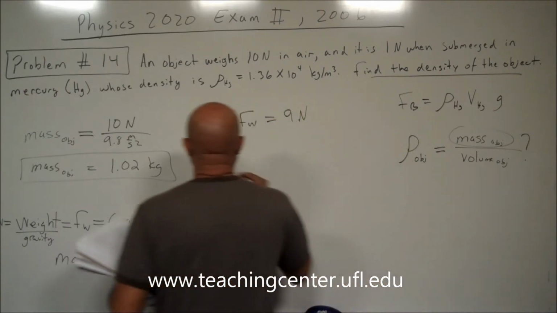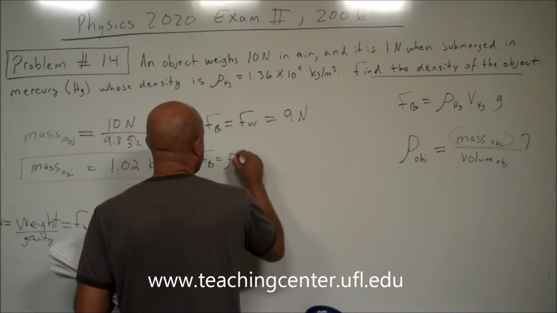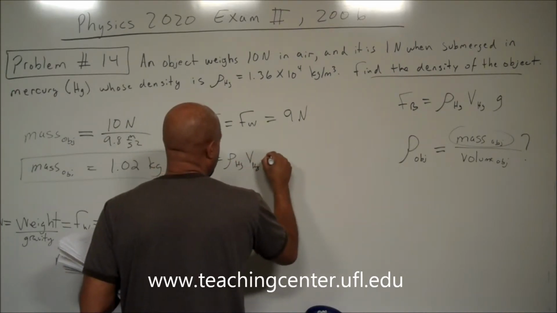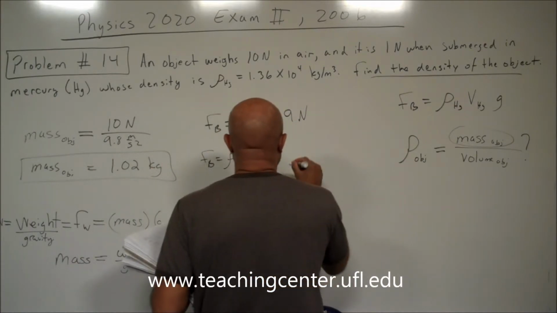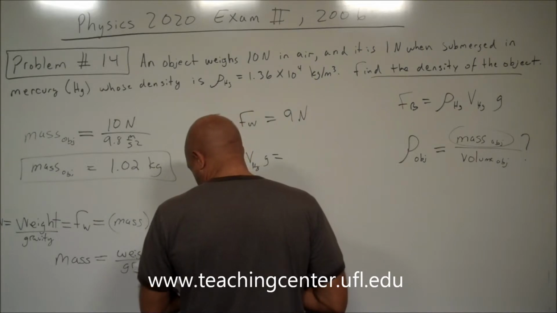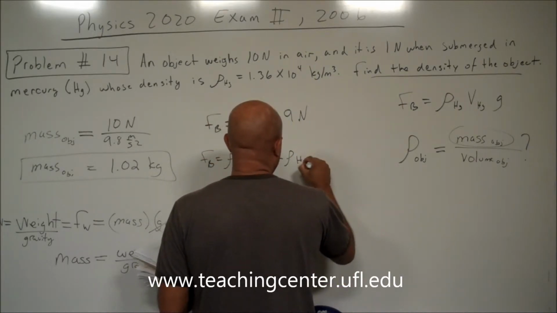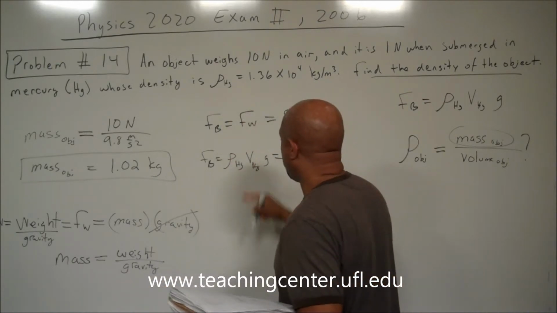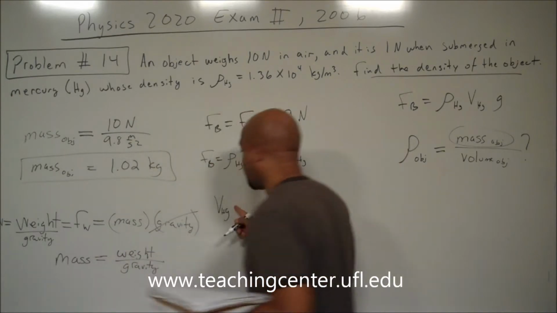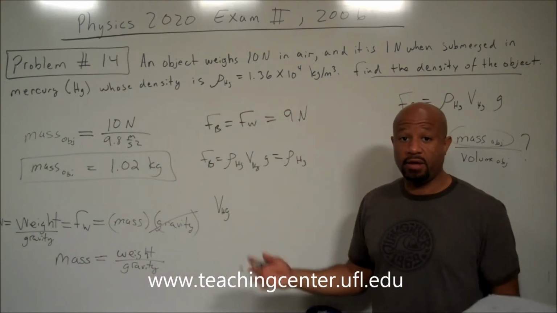Okay? So we know that the buoyant force is equal to the density of the liquid times the volume of the liquid times gravity. The volume of the liquid that is being displaced equals the volume of the object, right?